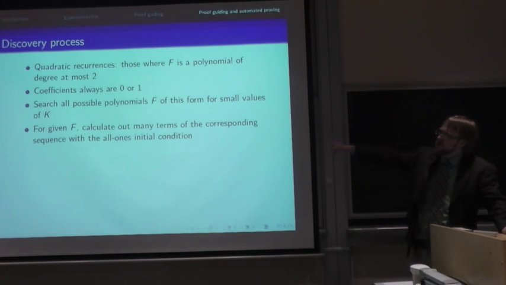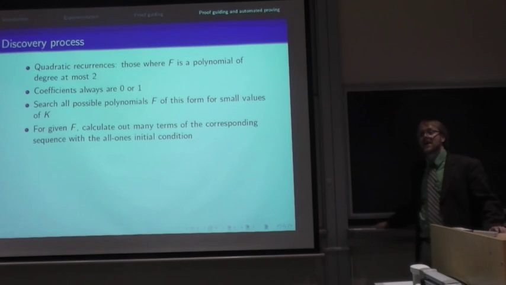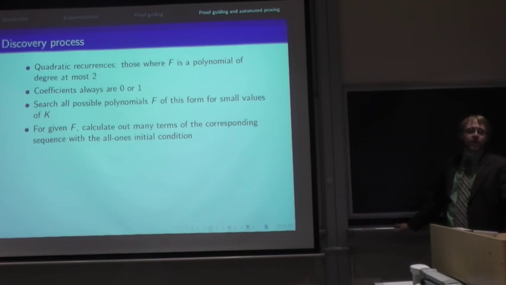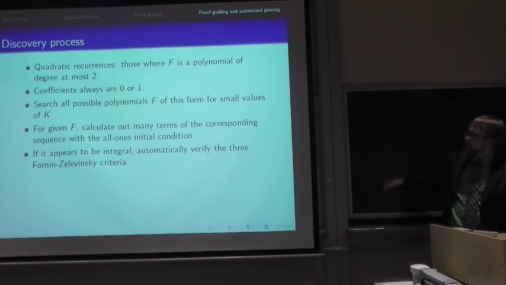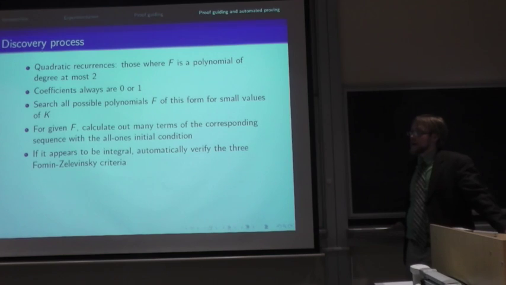We first compute it with integers because Maple is going to handle integer calculation much faster than it would for formal variables. And so if we have something like, hey, look, it looks like it's all integers so far, then we can actually sit down and tap the computer, then run through checking the Fomin-Zelevinsky criteria.